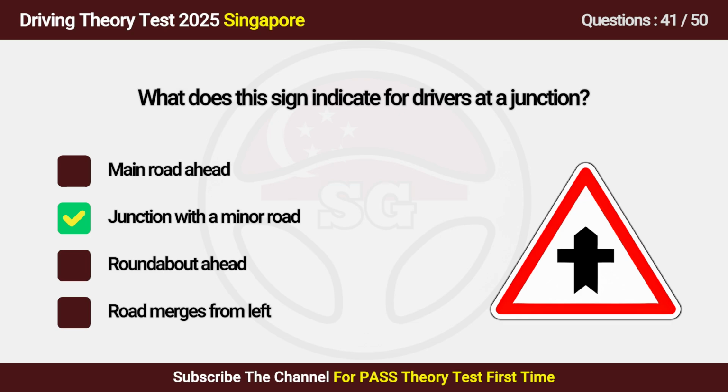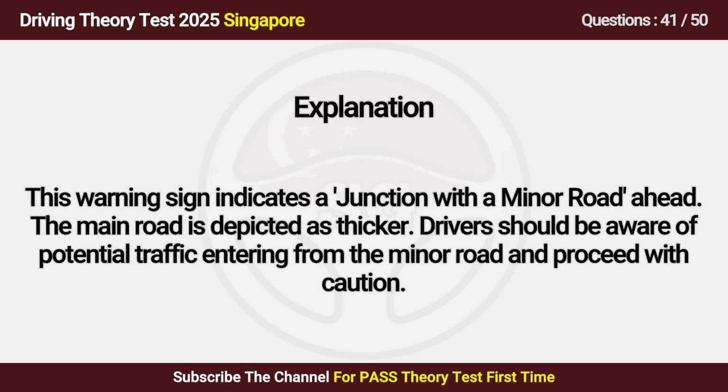Answer is B. Junction with a minor road. This warning sign indicates a junction with a minor road ahead. The main road is depicted as thicker. Drivers should be aware of potential traffic entering from the minor road and proceed with caution.